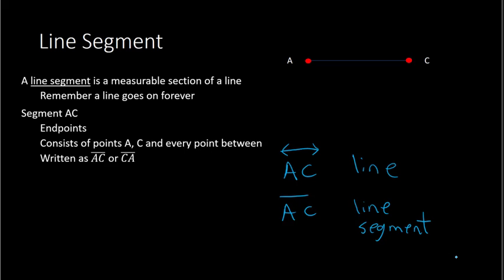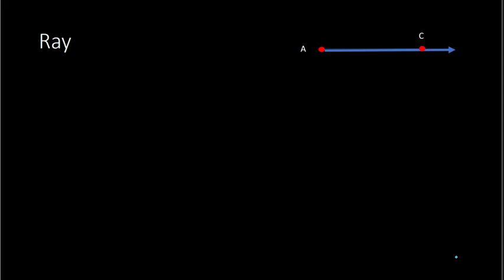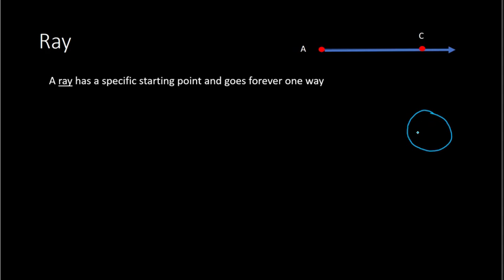The next shape we have is a ray. A ray has a specific starting point and goes forever in one direction. So think of the sun, for example. You have a sun ray. We even use that term sometimes. If this is your sun, okay, the light ray comes from the sun and goes like this in one direction. We can have multiple rays coming from the sun, but it's all starting here at one point and then going forever in one direction. So this is an idea of a ray.